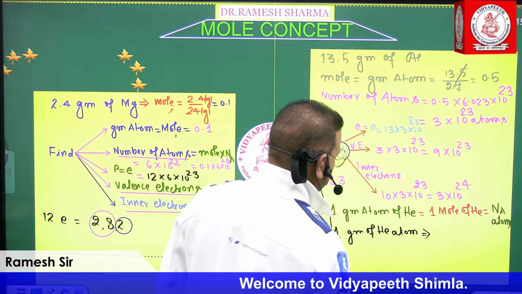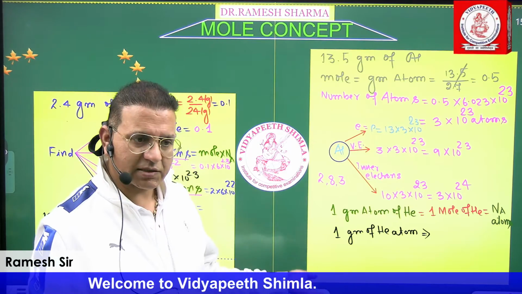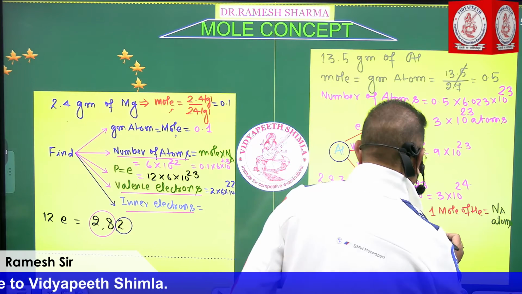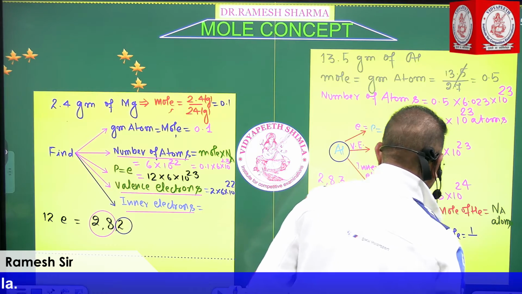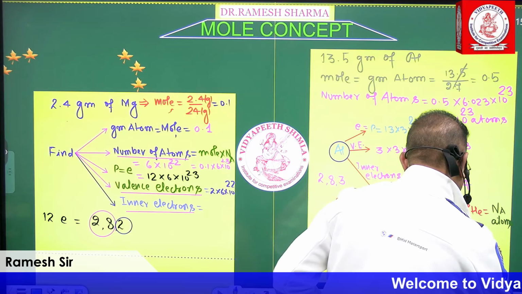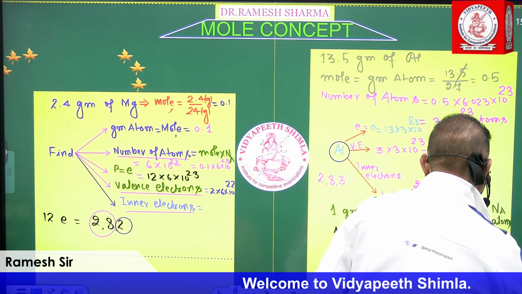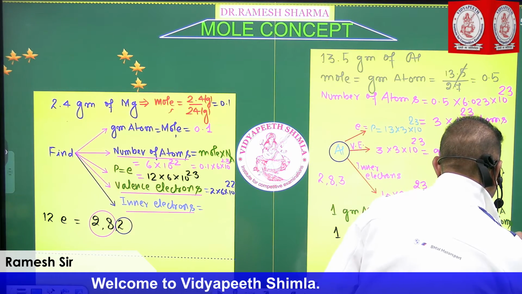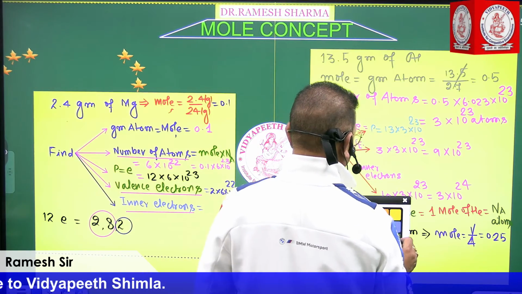We will have to find out mole because this is mass given. It means mole will be weight in gram given. How much? 1 gram upon atomic mass, how much? 4, is equal to 0.25. Yes or no? So number of atoms.